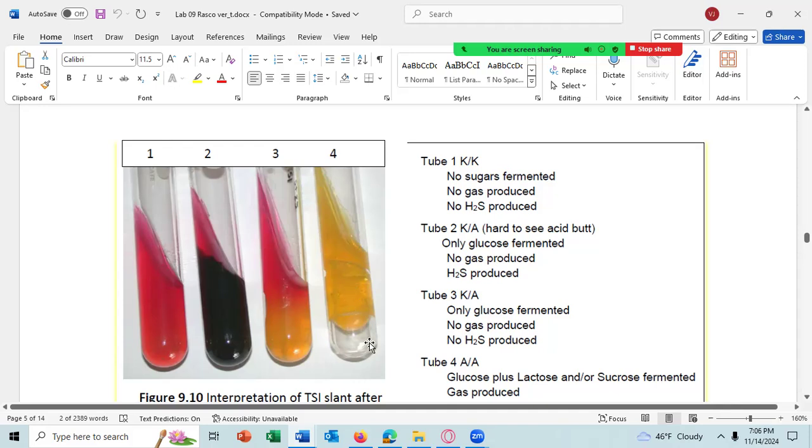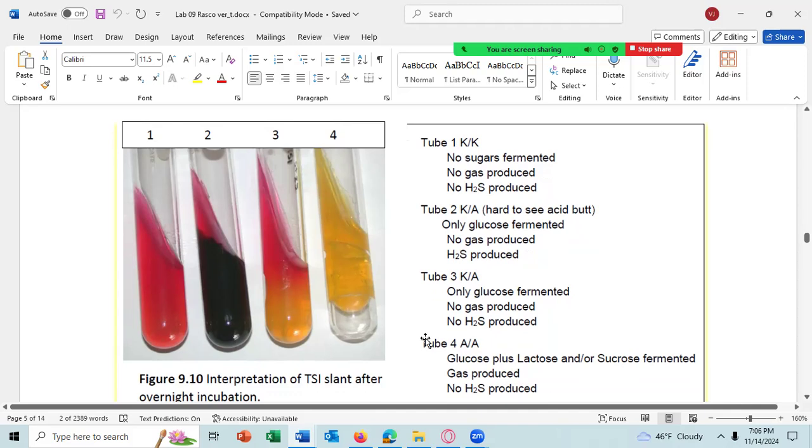Gas is produced because it's being lifted, it's cracked. No hydrogen sulfide is being produced because it's not black. Tube 4. So I've explained tube 1 and tube 4. Let's move on to tube 3.